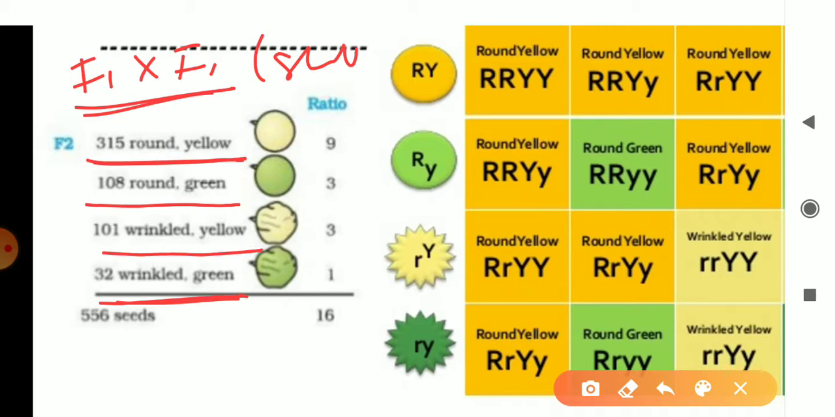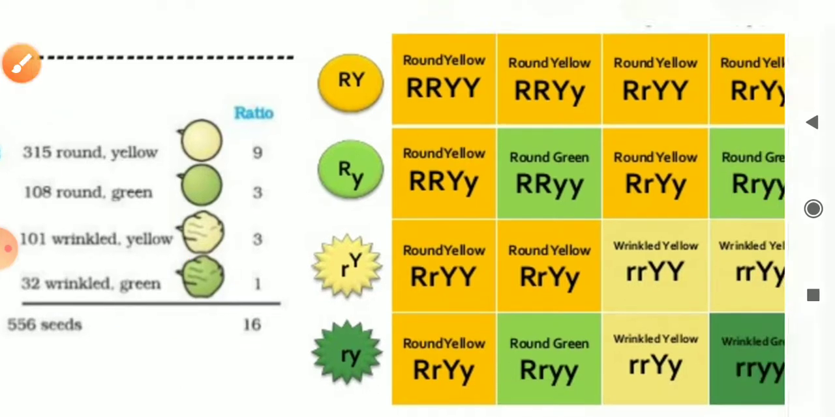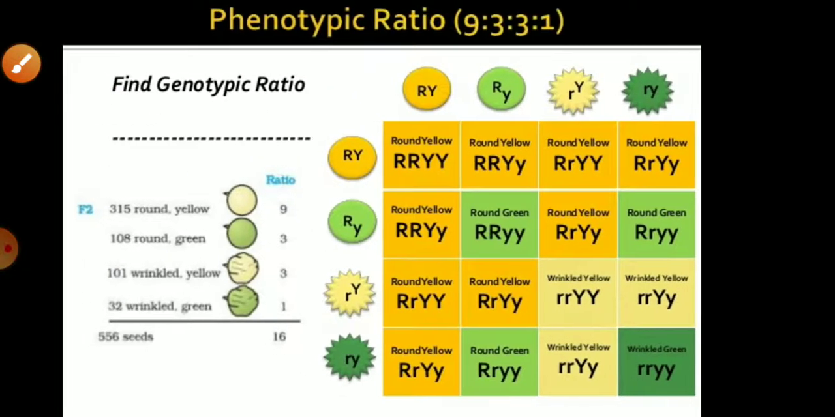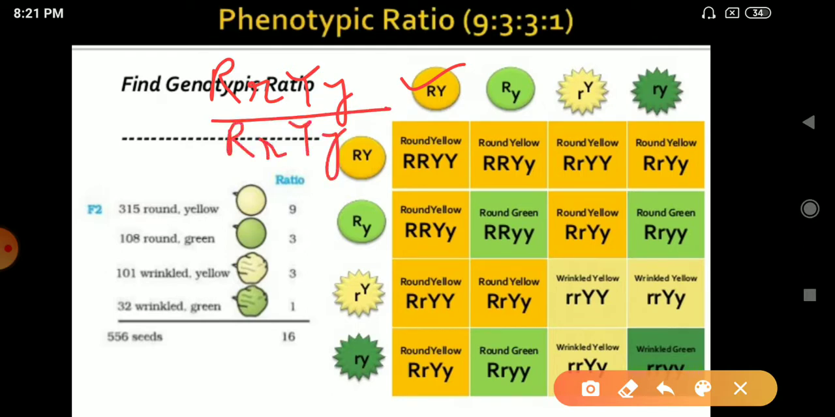Round and yellow, round and green, wrinkled and yellow, and wrinkled and green, these traits he got in the ratio of 9 is to 3 is to 3 is to 1. So this is what he had got. Have a look at the Punnett square that's given over here. The F1 progeny had the genetic makeup of capital R, small r, and capital Y, small y, right? Because it's self-pollination, both male and female will have the same genetic makeup.